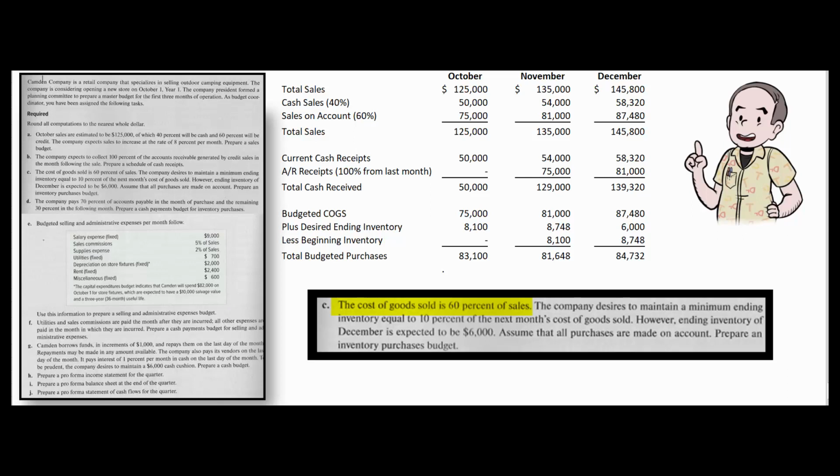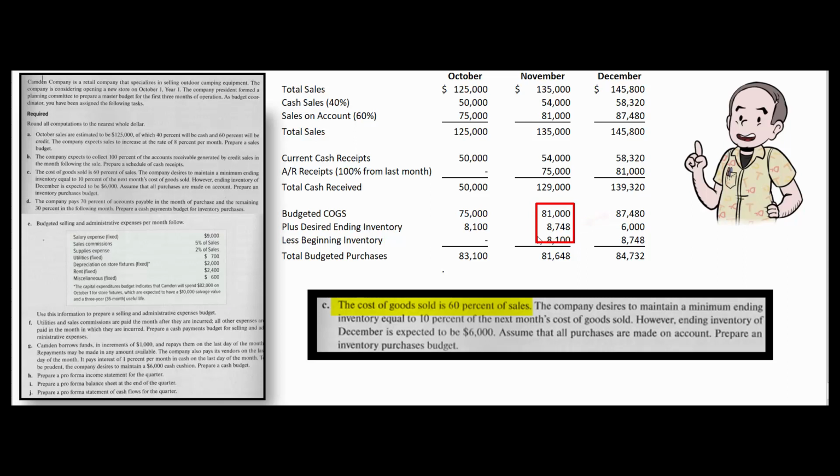We simply follow the same pattern for November and December. For November, we want to have $81,000 in inventory because that's 60% of November sales. We want to have an ending inventory that's 10% of the next month's sales. So 10% of $87,480 for December means that we want to have ending inventory that costs us $8,748.